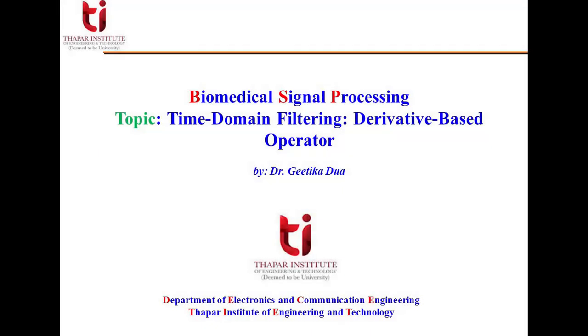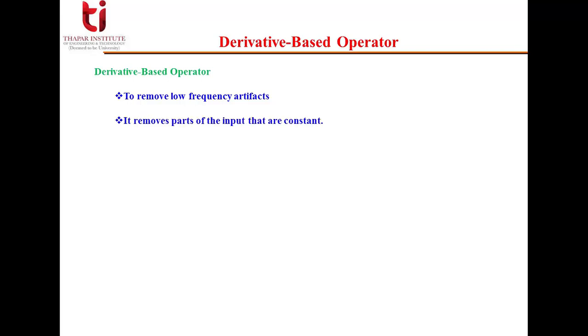Hello friends, in this lecture we will discuss another type of time domain filtering method, that is the derivative based operator. The derivative based operator in the time domain is mainly used to remove low frequency artifacts, for example baseline drift. Whereas if you compare with filters like synchronous averaging or moving average filters, they are mainly used to reduce high frequency noise.